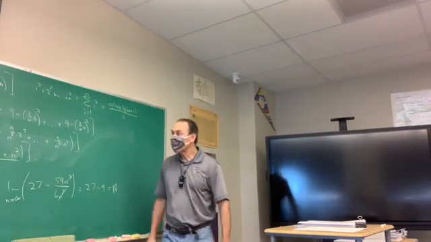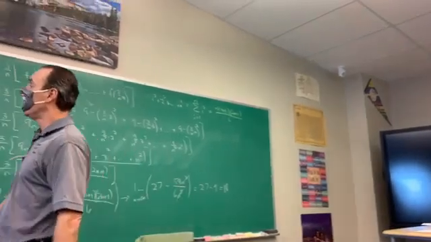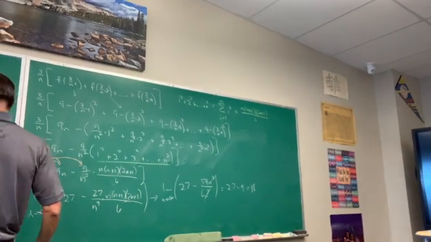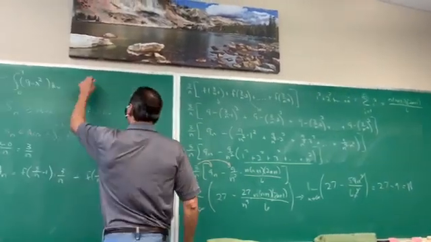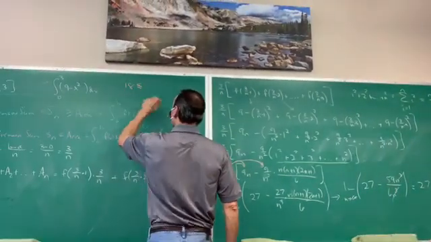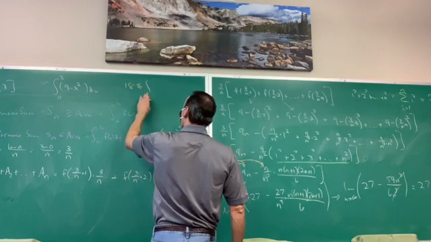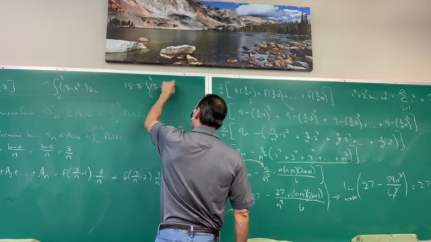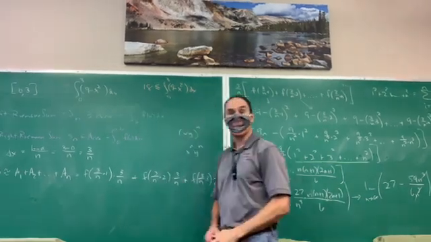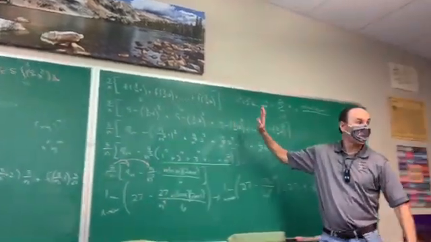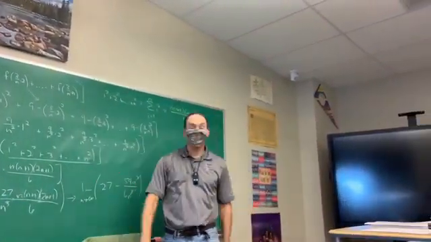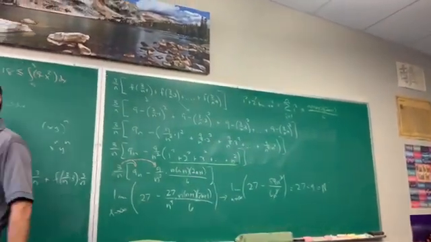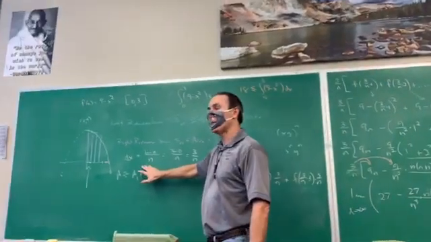Now, remember, we said this was an underestimate. So we have that 18 is less than or equal to this integral from 0 to 3 of 9 minus x squared dx. Does that make sense? So I'm going to erase all this stuff, and now we're going to go back and repeat the process, but we're going to do a left Riemann sum, which is a lot like a right Riemann sum, only not quite as much fun.